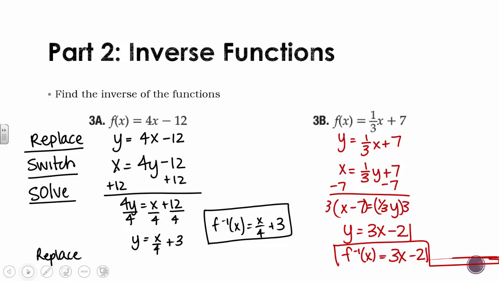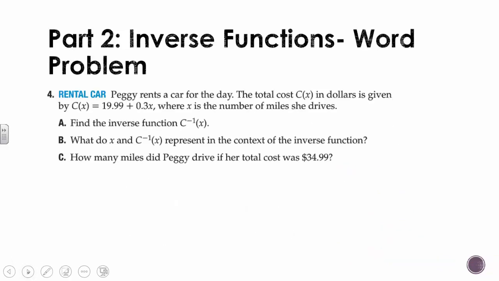So let's try a story. Peggy rents a car for the day. The total cost, C of x, in dollars is given by C of x equals $19.99 plus 0.3x, where x is the number of miles she drives. So the first thing we have to do is find the inverse.